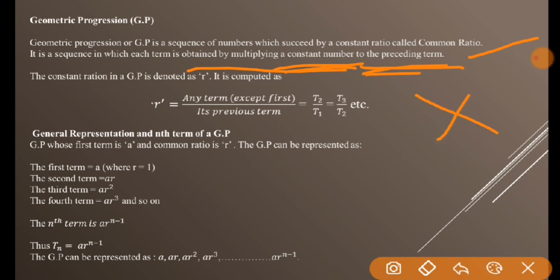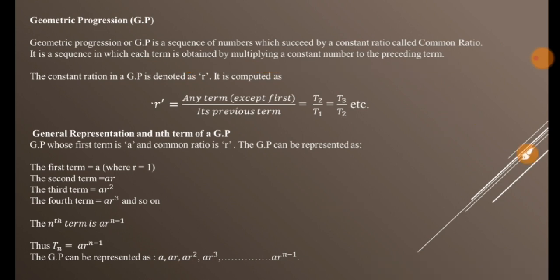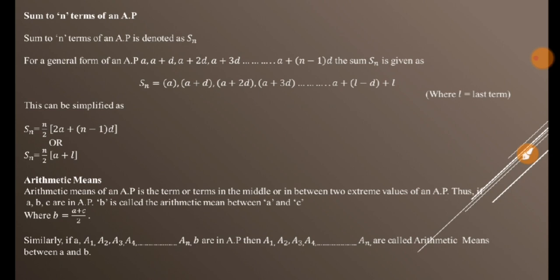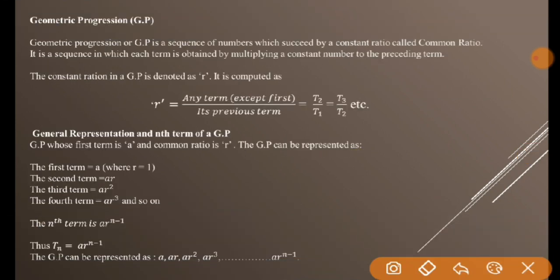Here we are multiplying, there we are subtracting. Okay, getting it? So here, to find out the constant ratio in geometric progression, it is denoted as R. In arithmetic progression the common difference is denoted by D, right?